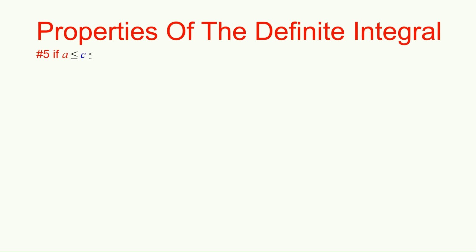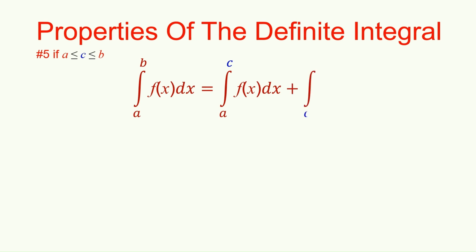Property number 5. If c is within the limits of a and b, then integral of f(x) with respect to x from lower limit a to upper limit b equals integral of f(x) with respect to x from lower limit a to upper limit c plus integral of f(x) with respect to x from lower limit c to upper limit b. Note it in the example.